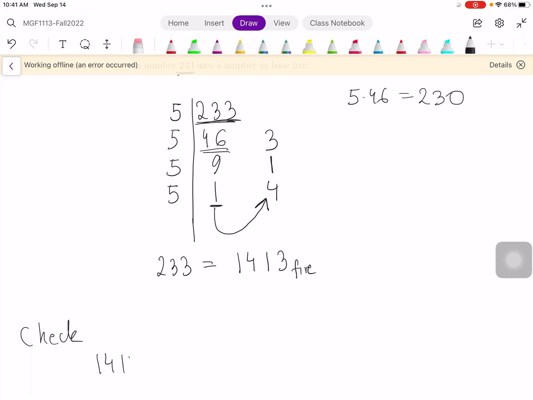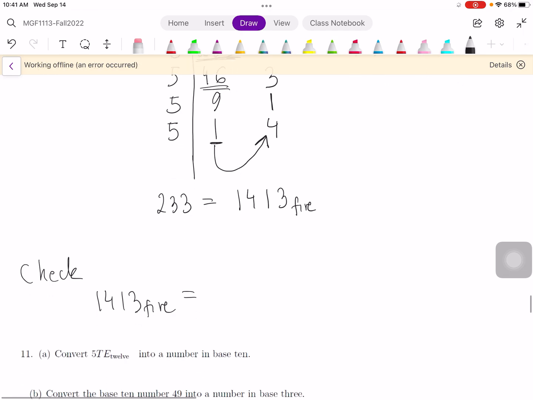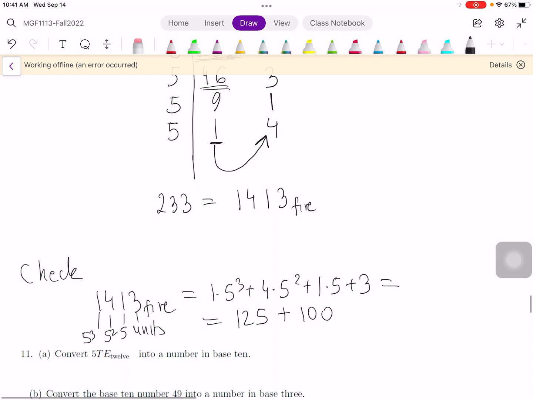If you have time and want to check if you did that correctly, you go from the other side: will that end up being 233? Well, this is the number of units, this is the number of 5s, this is the number of 5 squares, this is the number of 5 cubes. If you have time to do it, that should give you 4 times 25. This is 5 and 3, 8, so that's combined 233. Yes, so I checked that I did that correctly.